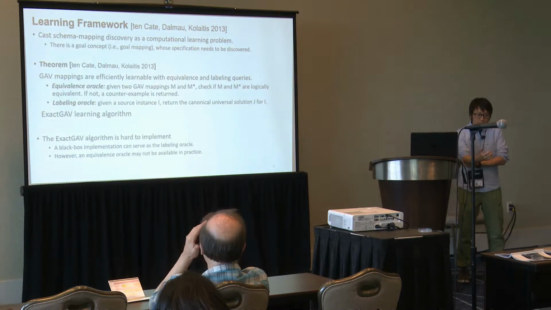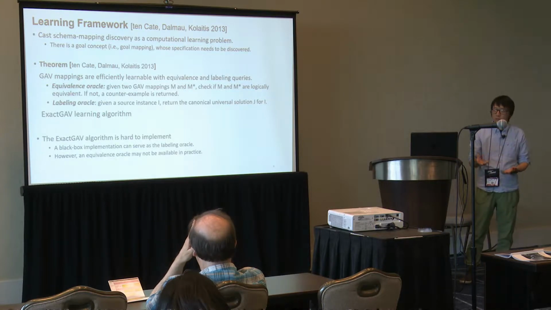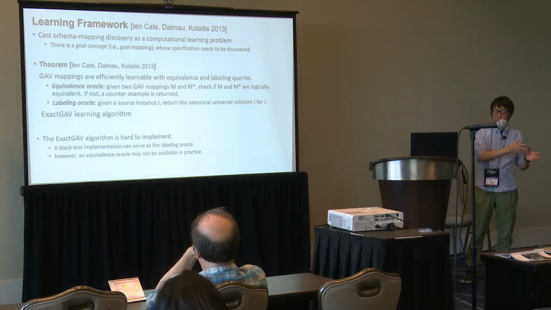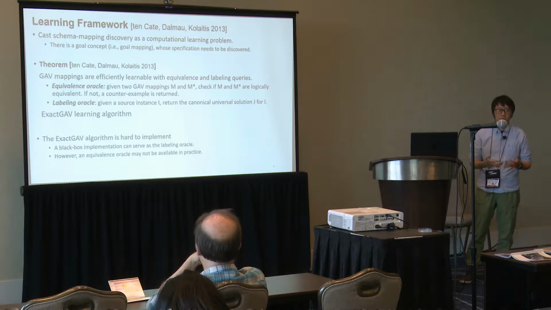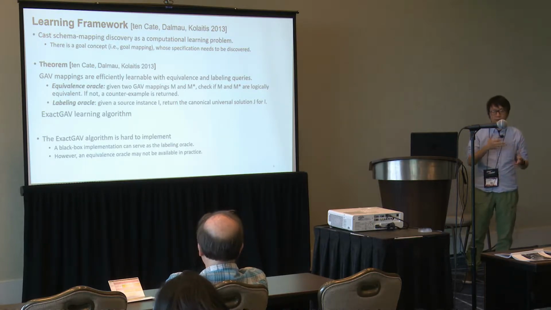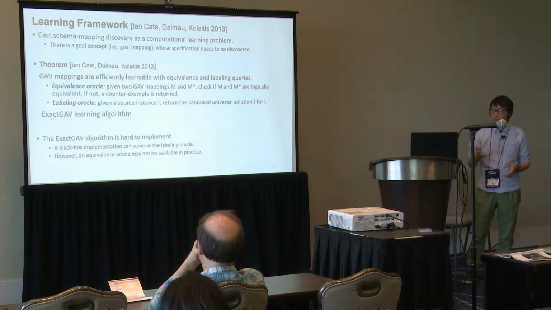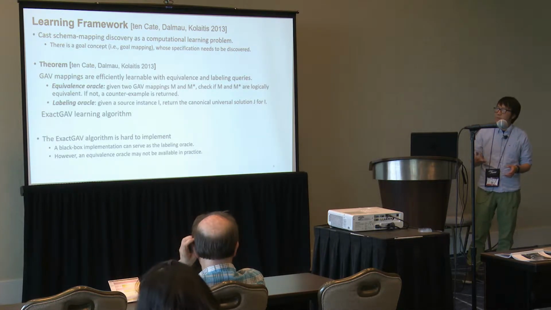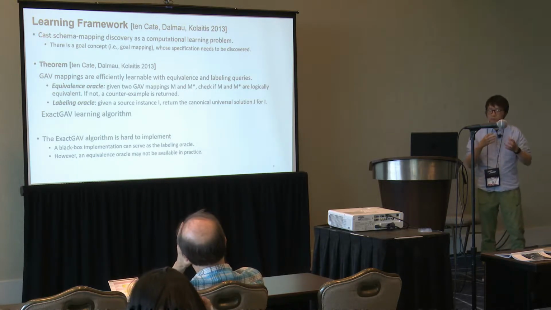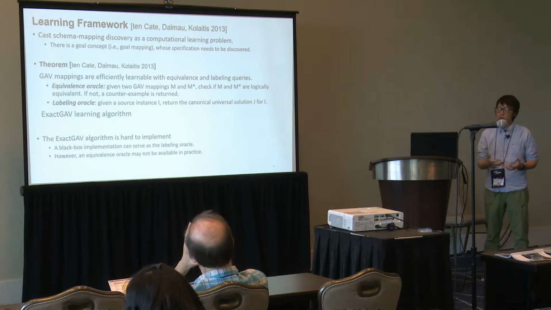It turned out that this motivating scenario can be viewed as a learning problem in the learning framework, which assumes that there's a goal schema mapping whose specification may be learned by asking queries to oracles. So in the work done by ten Cate, Dalmau, and Kolaitis in 2013, they studied the learnability of GAV schema mappings. Actually, they showed that GAV schema mappings are efficiently learnable with both equivalence and labeling queries. So in this work, they assume that there are two oracles. One is the equivalence oracle that can answer the following question.